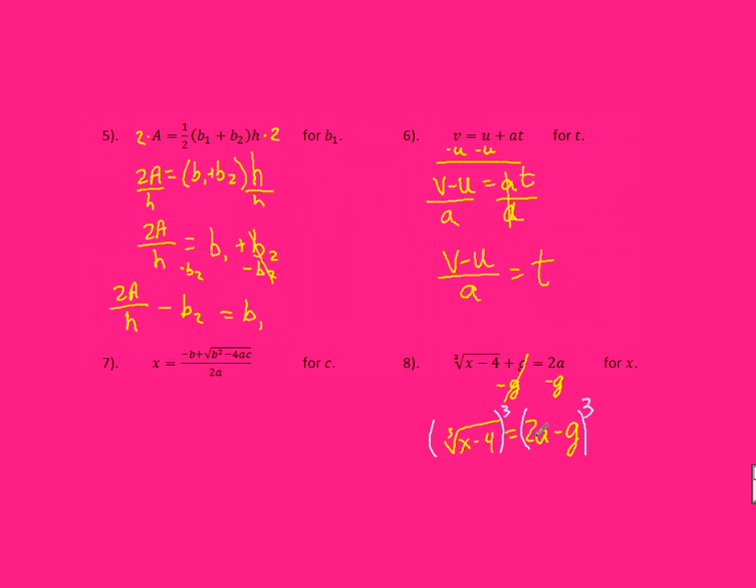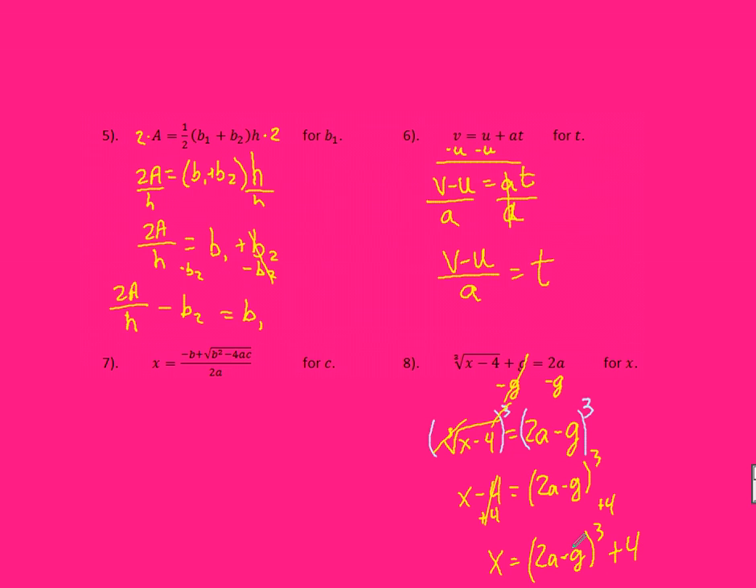Now I could go and expand this, but I'm just going to leave it in this factored form of 2a minus g, the whole thing cubed. The cube and the cube root cancel each other on the left, so I'm left with x minus 4. Then, to get rid of the minus 4, to undo that, I need the opposite, which is to add 4 to both sides. So those go away, I'm left with x equals 2a minus g, that quantity cubed, and then plus 4.